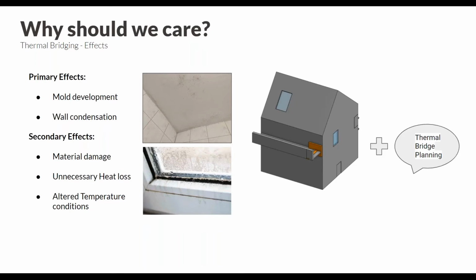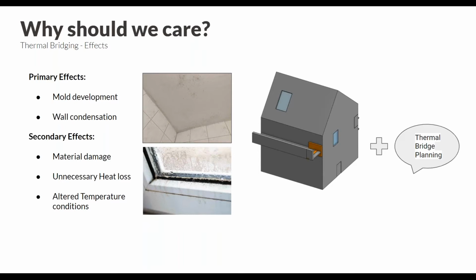Having taken a look at where thermal bridging happens, we need to consider why we should care about thermal bridging and how it affects us in real time. So this can be put into two effects, the primary and the secondary. And the primary effects are more general. You can see them in day-to-day life, like mold development in your corners or your roof or walls, and also condensation on your window glazing or your window frame itself. So this might happen during high humidity and also a high temperature difference between the ambient and the internal temperature conditions.